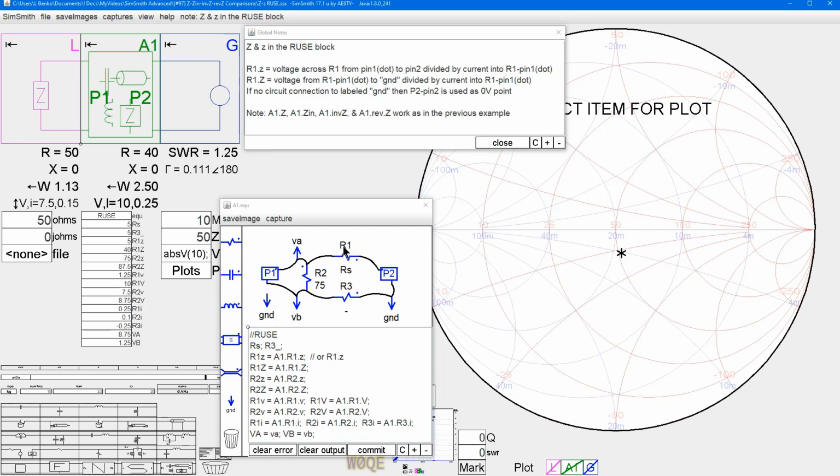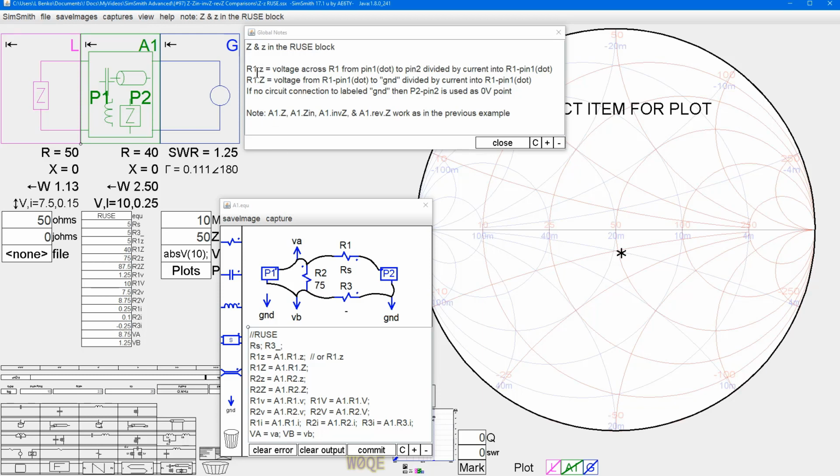Here I've defined the value to be a variable, RS. In this case, RS is a parameter that SimSmith gives you once I enter it here. And again, it's another 5 ohm resistor. The third way is just to put the value in the circuit directly. And this is a 75 ohm resistor.